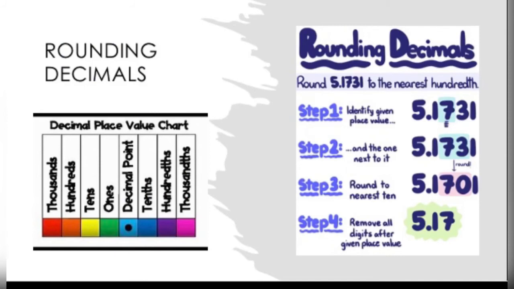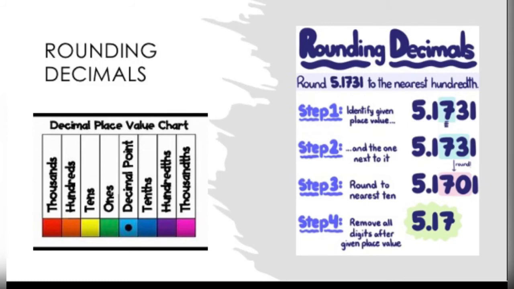Rounding decimals. We are looking at the places behind the decimal point. Tens, hundreds, thousands. On the chart, round to the nearest hundreds. We need to figure out which digit is in that hundreds place. In this case, it is a 7.